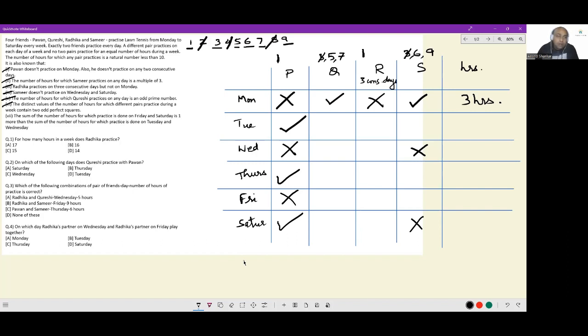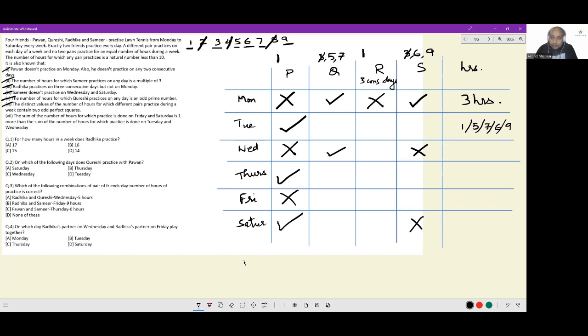The sum of number of hours for which practice is done on Friday and Saturday is one more than the sum of number of hours for which practice is done on Tuesday and Wednesday. Okay. Prior to us moving forward, can we see on Tuesday what all numbers are left? Samir can come, Pawan can come, Radhika can come, Qureshi can come. Any of these numbers, 1, 5, 7, 6, or 9, could be there on Tuesday.